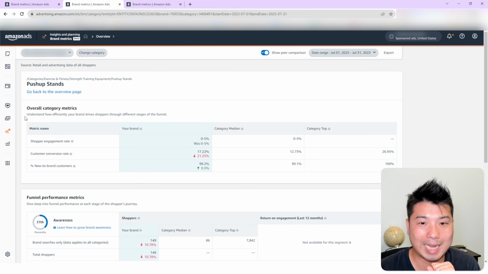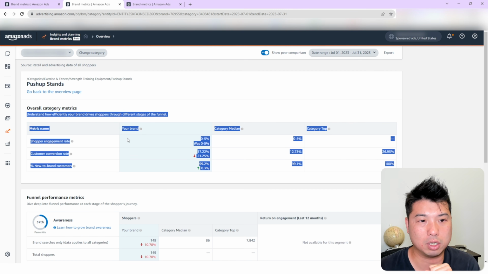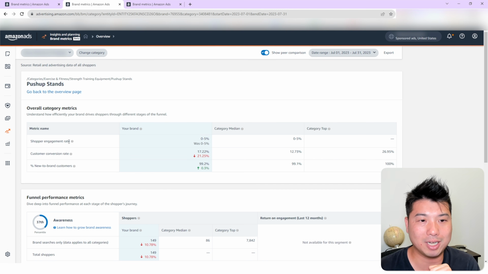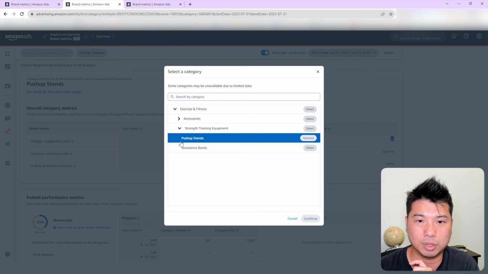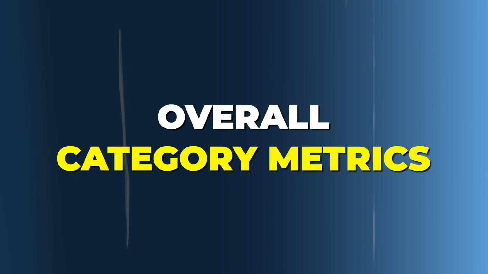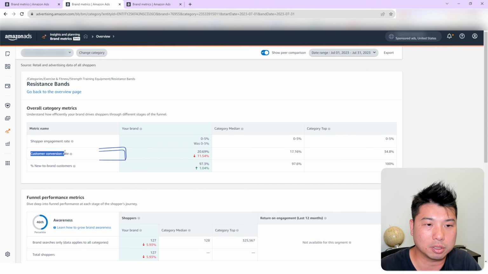Okay, so these stats right here are actually quite important. You have your metrics compared to the median and also the top of the category. In this case, it's not really appearing here, so let's just choose a different category so you can see the numbers in full. Let's just say resistance bands. If you look at the 3 key metrics, you could look at the shopper engagement rate, the customer conversion rate, and also the new-to-brand customer. I think the most important metric here is your customer conversion rate, right? How you convert compared to the category median and also the category top.